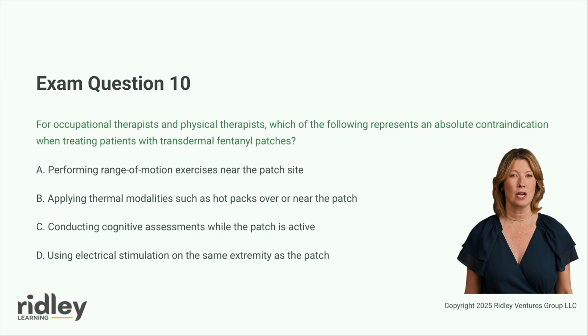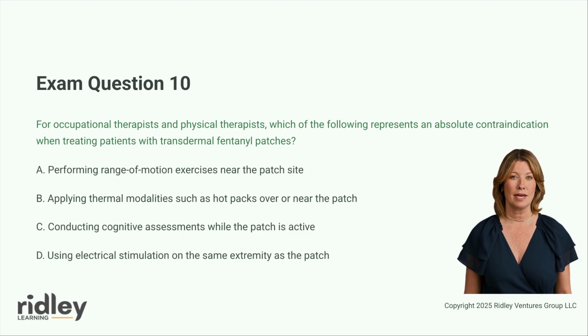Question 10. For occupational therapists and physical therapists, which of the following represents an absolute contraindication when treating patients with transdermal fentanyl patches? The correct answer is applying thermal modalities such as hot packs over or near the patch. Rationale: this is a critically important patient safety issue for rehabilitation professionals. The Food and Drug Administration and the Institute for Safe Medication Practices have issued explicit and urgent warnings that applying direct heat over or near a transdermal fentanyl patch is potentially fatal.